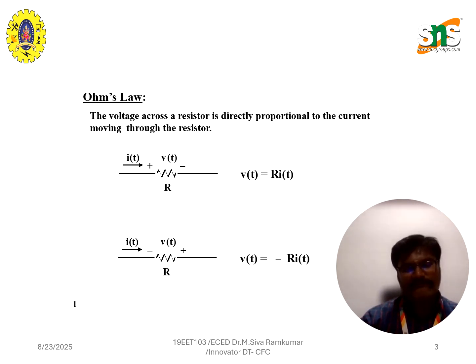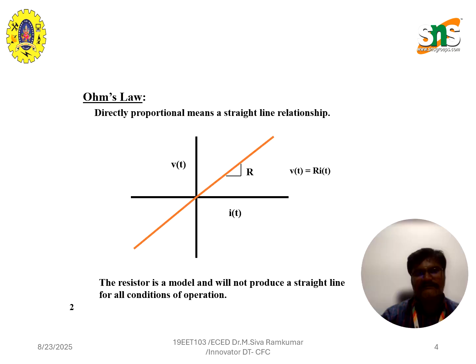For the first statement, this would be the formula, the mathematical representation of Ohm's law: V equal to IR. And for the second statement, what I have given is I proportional to V by R. So this is a simple linear equation that forms the basics of electrical circuit analysis.